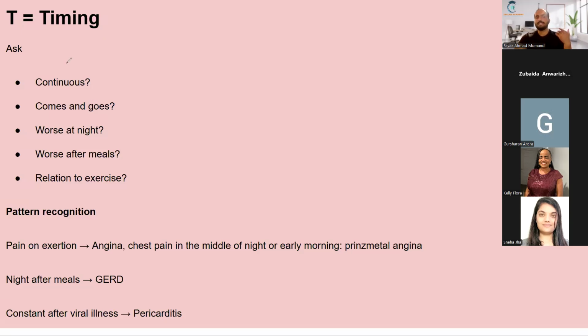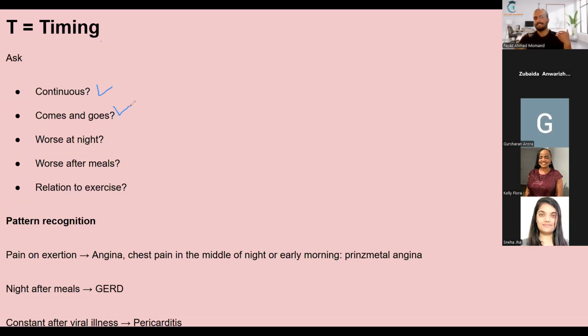Timing. Is the pain continuous? Is it episodic, like it comes and goes? Worse at a particular time, like night, or worse after meals? Does it have any relation to exercise? These are the questions to ask in timing. If the patient says my pain started 30 minutes ago and it has been continuous, this could be an indication that the patient has acute coronary syndrome.